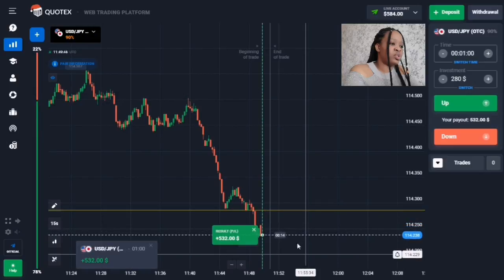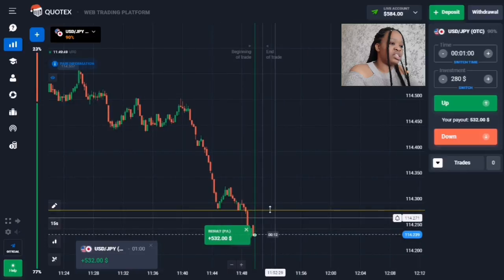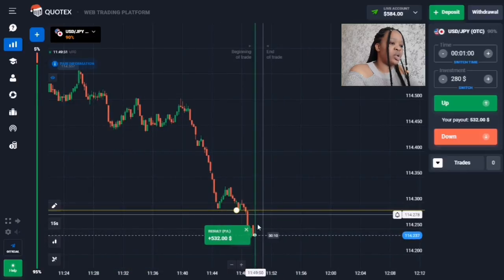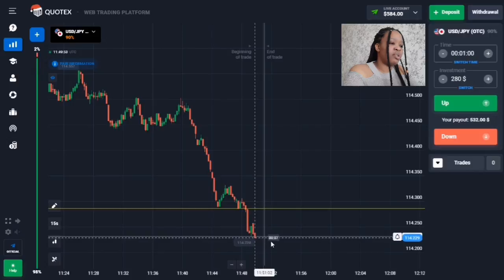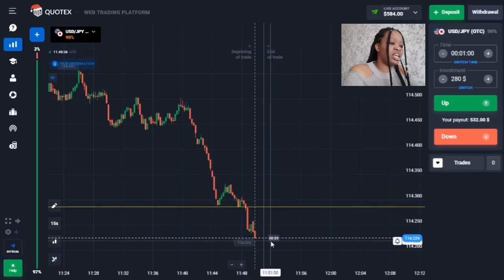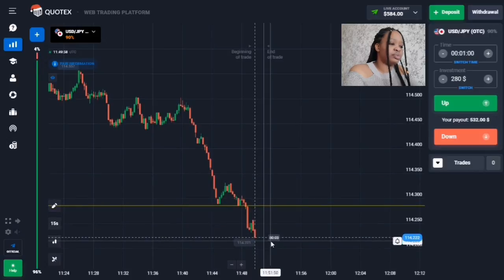Well, it's very good. As you can notice, the price impulsively broke through this level and went lower. We are getting wonderful profit and the time was enough. So let's move on to the next option.